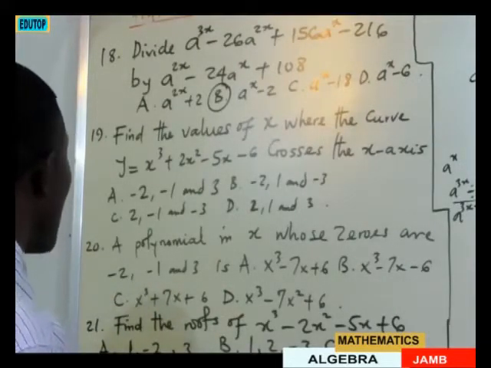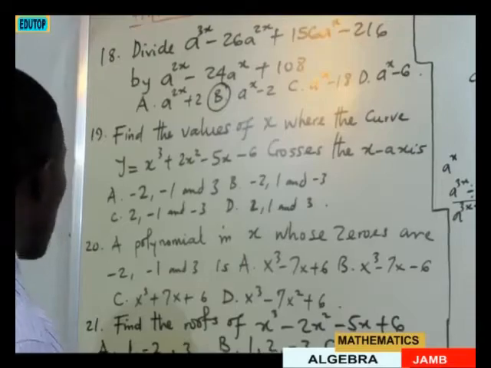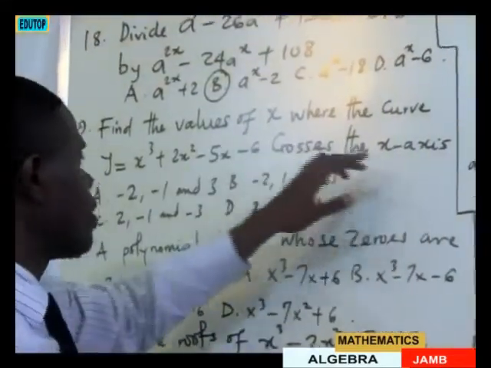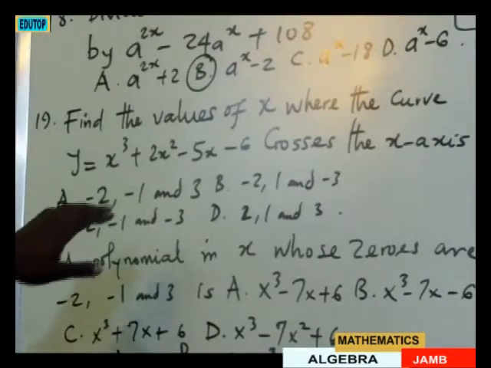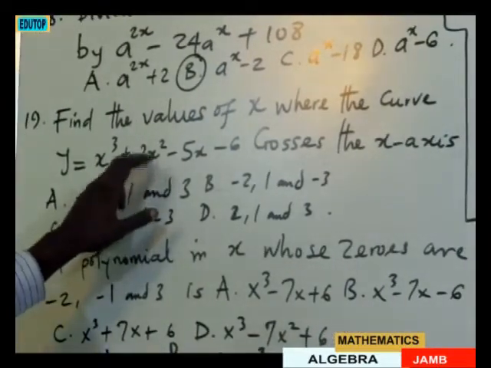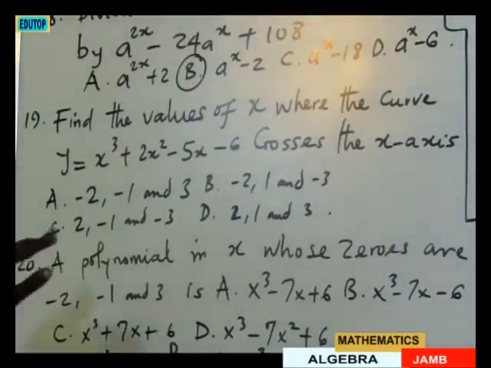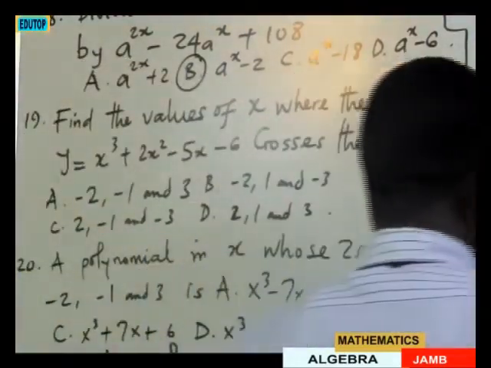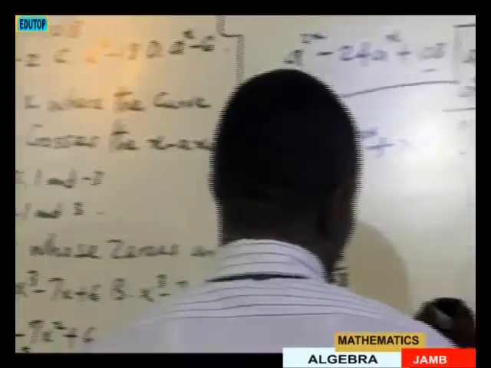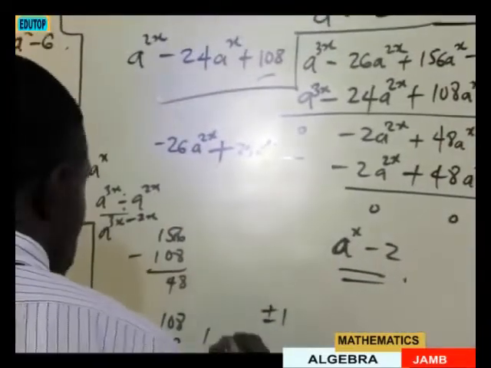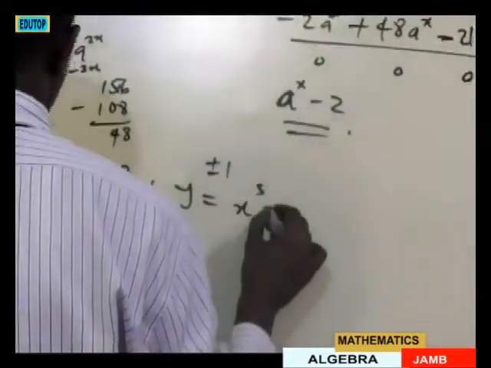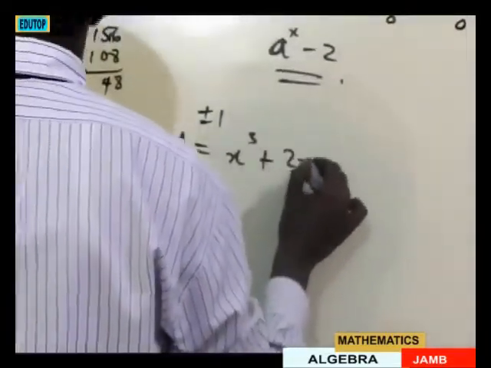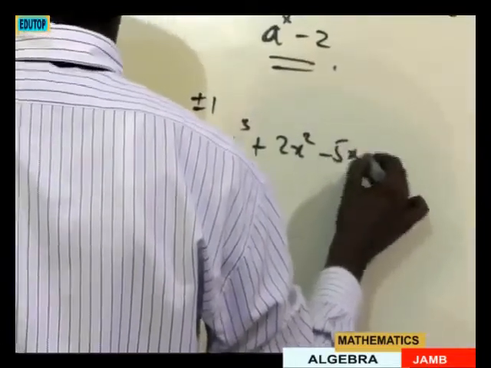Then the next question says, find the values of x where the curve, this, crosses the x axis. So what it means is that we are meant to simplify this particular polynomial. So just look at your options directly and see. You will see that the smallest number you can have is what? Minus 1. Then you have minus 1 plus 1. So let's try y equals x raised to power 3 plus 2x squared minus 5x minus 6.